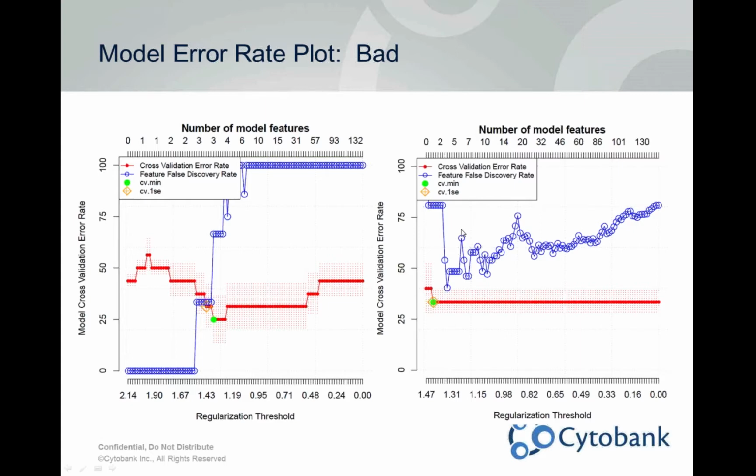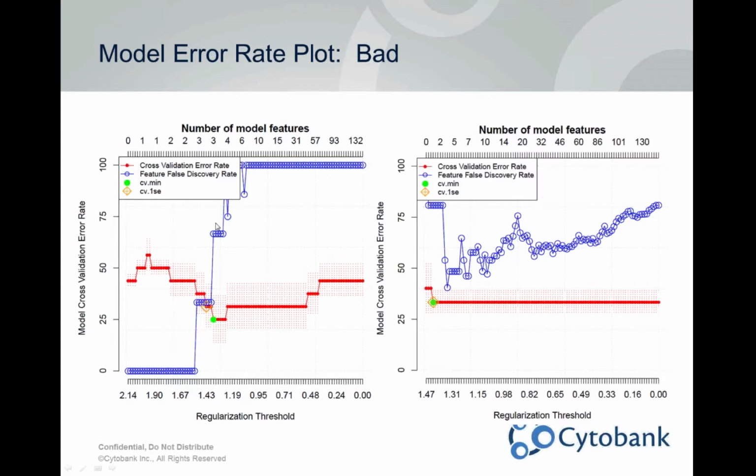There's still no FDR constrained model. The feature false discovery rate is crazy high to begin with and never drops below about 40%, which means there's a good chance everything your model predicts is a false positive. And this red line doesn't drop close to 0 at all. So these are both bad plots.